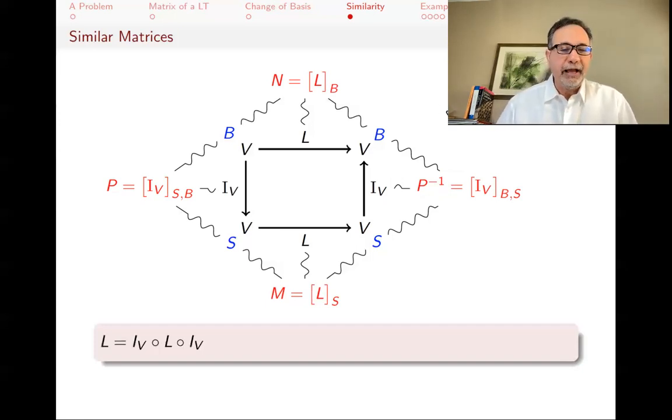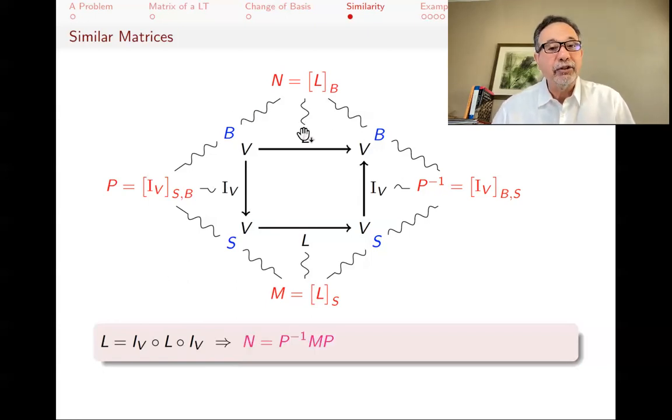So, to repeat what I said before, going across the top, that's L, is the same as if you compose these three linear transformations. At the level of linear transformations, this is pretty trivial. It says if you don't do anything, then do L and then don't do anything again, that's the same as doing L, which is obvious. But when you compose linear transformations, what happens to their matrices? Their matrices get multiplied. So that tells us that N, the matrix that does the job of going across the top, is the same as P inverse MP.